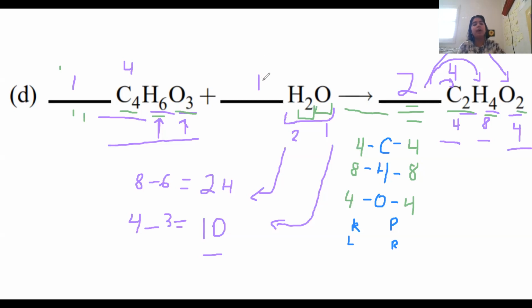Technically, you could just not write these ones. Let me erase them and show you. You could just leave them blank because that implies that we have a 1. But if you like to be fully sure, you can put a 1 there and a 1 there so that nobody can mistake and accidentally read it wrong, right? So we have 1 molecule of C4H6O3 plus 1 molecule of, I think you know this one, H2O, which is water, which will yield 2 molecules of C2H4O2.